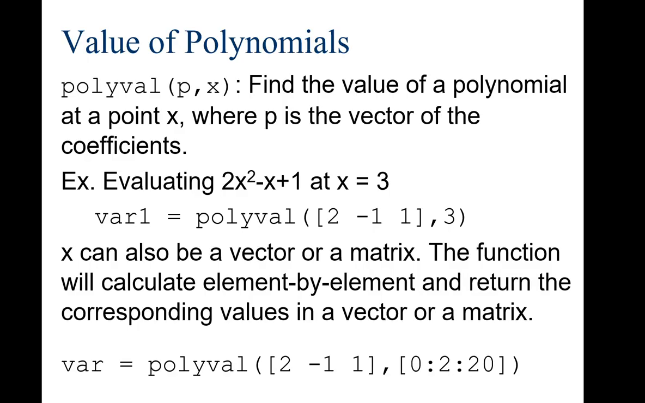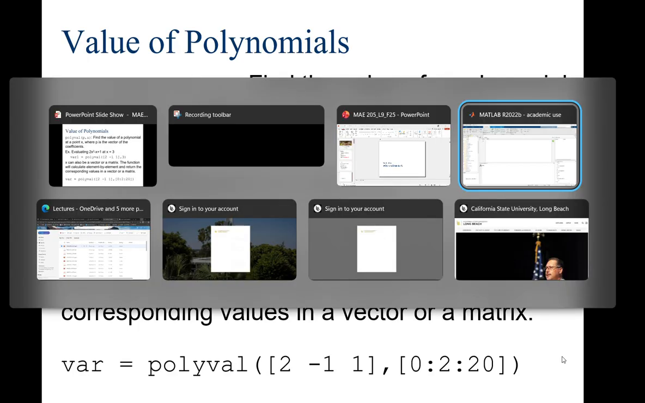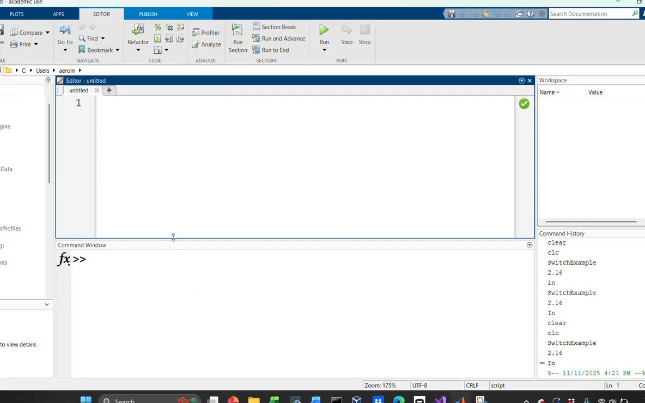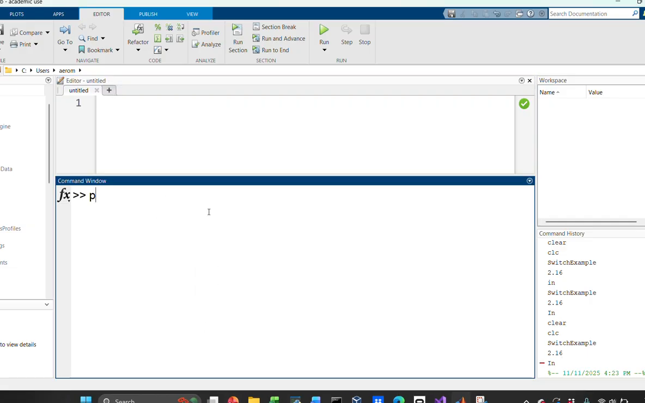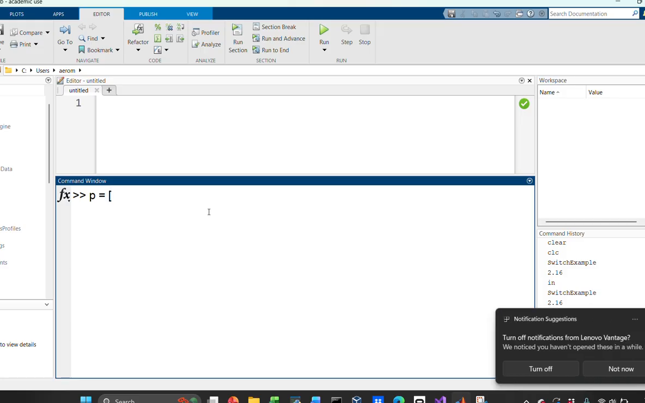Let's open up Matlab and see if we can repeat this example. So if we said p was equal to, I think it was minus 2, minus 1, and 0. Let's see if that was correct. 2, minus 1 and 1. We'll do 2, minus 1 and 1.